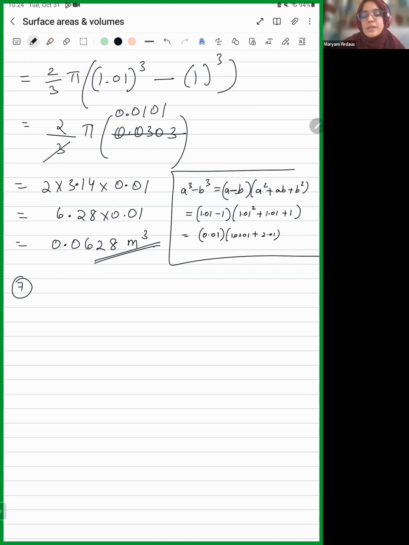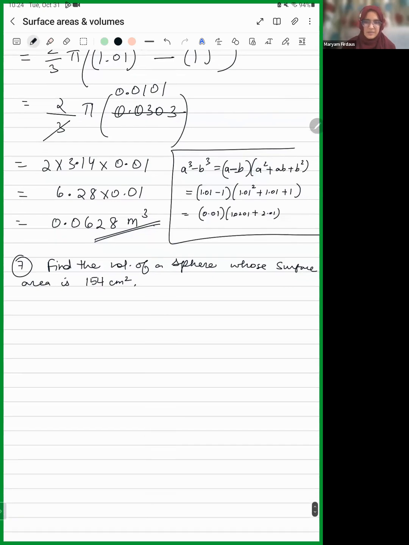The seventh one is pretty easy. It says find the volume of a sphere whose surface area is 154 centimeter square. Can someone tell me what we are supposed to do in this question? We'll find the total surface area of a sphere. Surface area is already given. 154 centimeter square is the area.